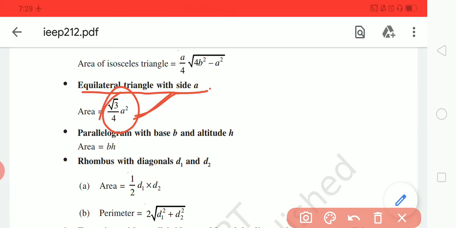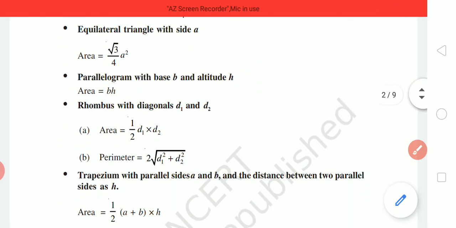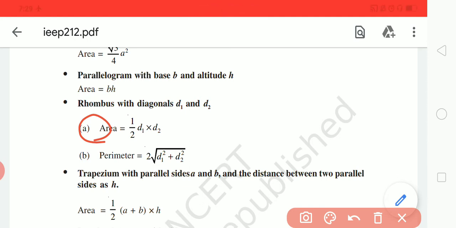Now in the parallelogram, it is very obvious. You have base into height, and this is the area, because you are always given a base and altitude. Altitude is the height of the parallelogram, right? So the area will be base into height. And in the rhombus, we can find the area by using 1 by 2 into d1 into d2. Sometimes you have not been given d1 and d2. What are d1 and d2? These are the two unequal diagonals of the rhombus. Sometimes you are given a side also, then you will use the formula base into altitude, right?